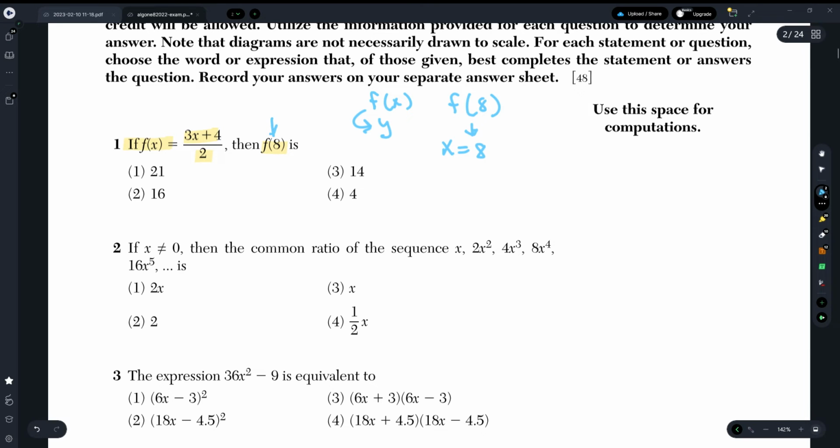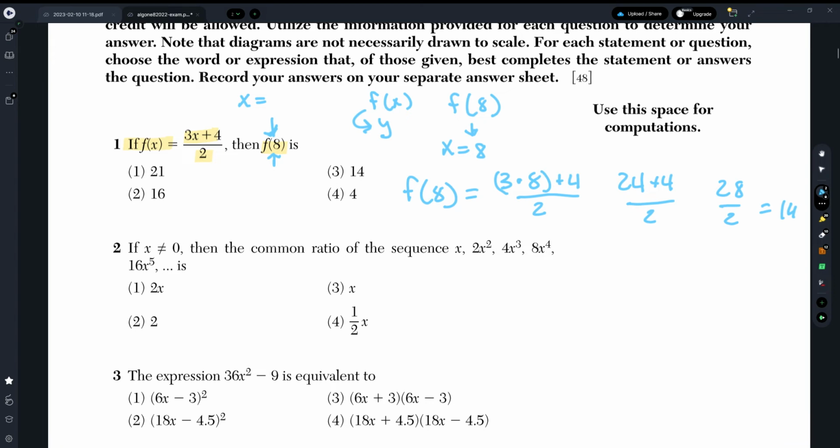So whenever you see f and then a number inside of that f, it's just saying that x is equal to that number inside the parentheses. So let's rewrite it as f of 8. Remember, we're going to plug in 8 for x, so it's going to be (3 times 8 plus 4) divided by 2. The rest is just simple math. 3 times 8 is 24, plus 4 is 28, divided by 2 is equal to 14. So when x is equal to 8, or f of 8, it's going to equal 14, which is choice number 3. Moving on to number 2.